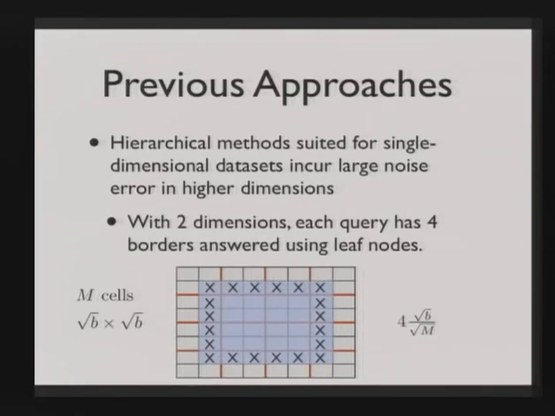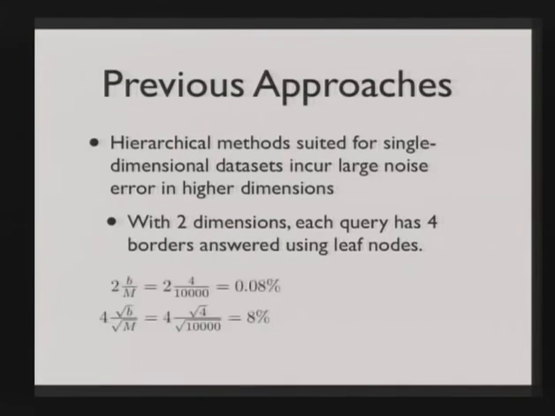Now let's look at the case with two dimensions. As you can see, the number of X's in this figure increased. We no longer have two X's, we have more. That's because we have four borders. And if I continue using the same parameters, a branching factor of B and M total cells, then the total proportion that these border regions are occupying is 4 square root of B over square root of M. Now let me put this into a better context. Let me give you a more concrete example. Let's say I'm building a tree with branching factor 4 and I have 10,000 cells.